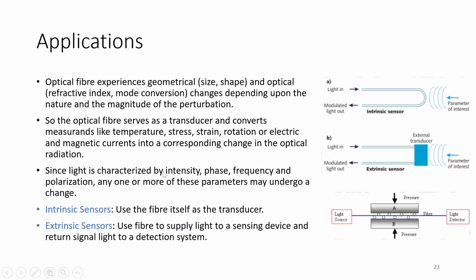Since light is characterized by intensity, phase, frequency, and polarization, any one or more of these parameters may undergo a change. Here you can see light in, and because of the external transducer, if the parameter of interest changes, this will be detected in the modulated light out, in the extrinsic sensor. So in an intrinsic sensor, the fiber itself is used as the transducer, while in an extrinsic sensor, the fiber supplies light to a sensing device and returns signal light to a detection system.